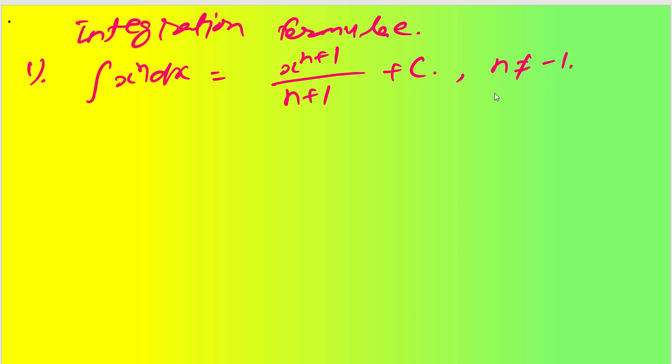What I mean to say is, if n becomes minus 1, then minus 1 plus 1 will become 0. So something divided by 0 will be not defined, or infinity. So that's the problem, right?